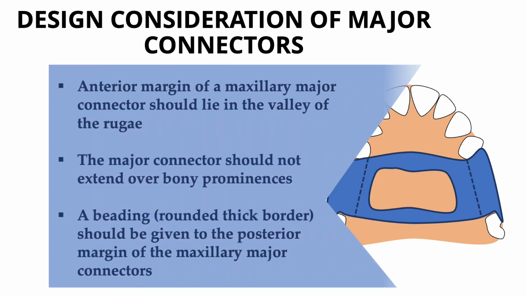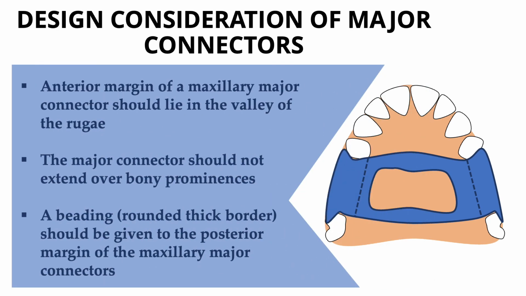The anterior margin of the maxillary major connector should lie in the valley of the rugae, not on the crest. The major connector should not extend over the bony prominence, otherwise it will cause discomfort. A beading, a round thick border, should be given to the posterior margin of the maxillary major connector. Very important point to remember if you are giving a maxillary cast partial denture: beading is a must. Begin with the first point, that is intentional relief.